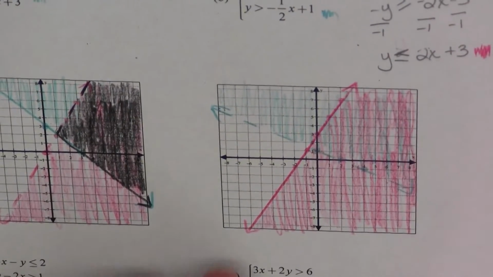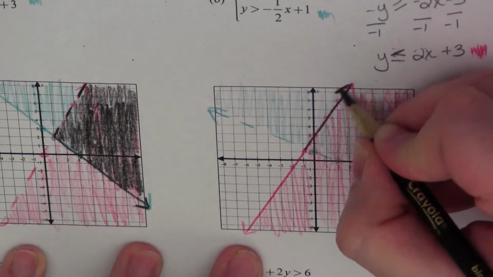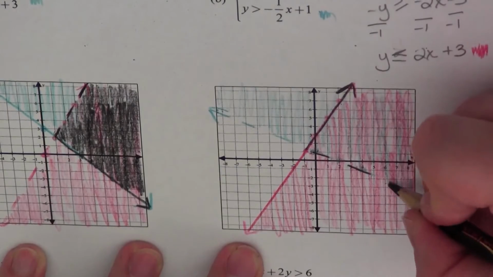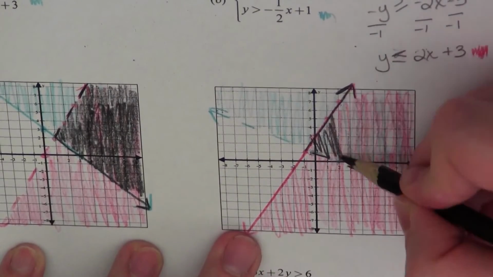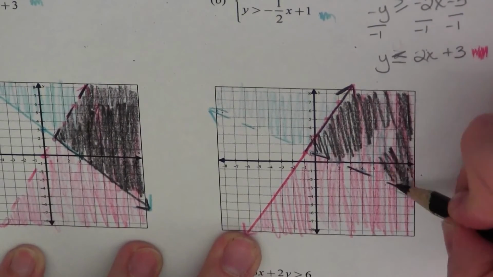Pick out the overlap. Looks like, again, it's going to be in that top right corner. Solid line boundary over here. Dashed line boundary down here. And make sure you darken in that region to very clearly show where all the solution points are going to be.